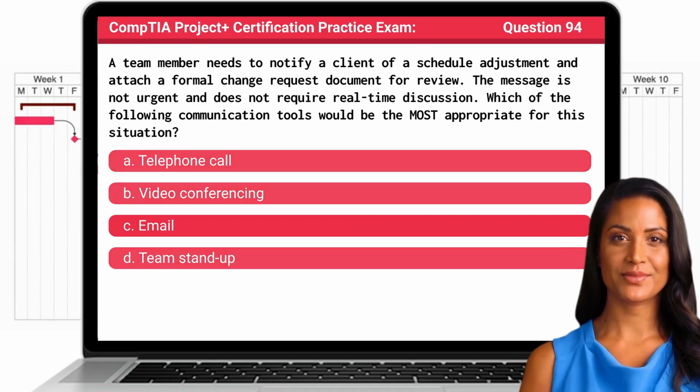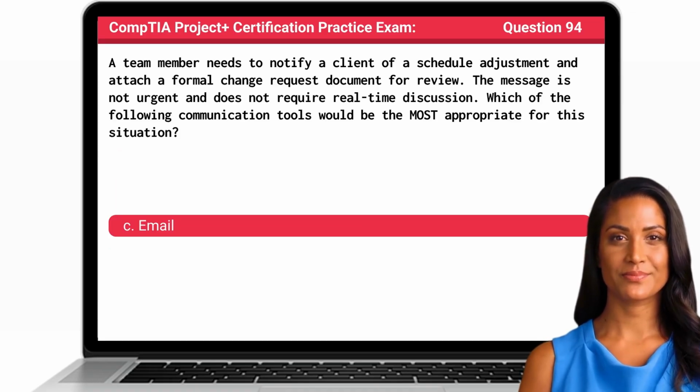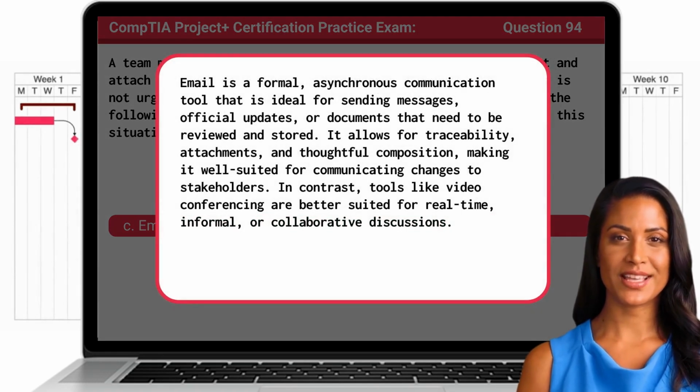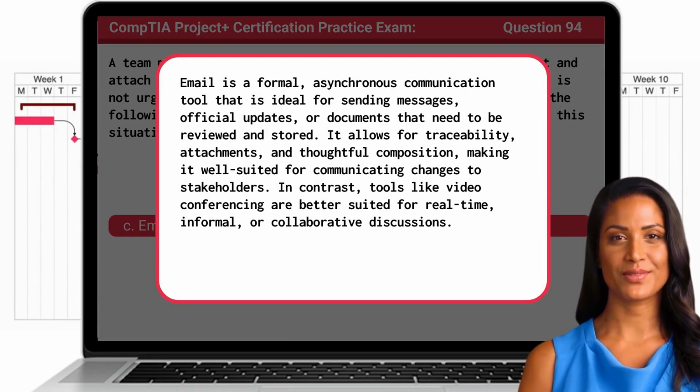The answer is C. Email. Email is a formal, asynchronous communication tool that is ideal for sending messages, official updates, or documents that need to be reviewed and stored. It allows for traceability, attachments, and thoughtful composition, making it well-suited for communicating changes to stakeholders. In contrast, tools like video conferencing are better suited for real-time, informal, or collaborative discussions.